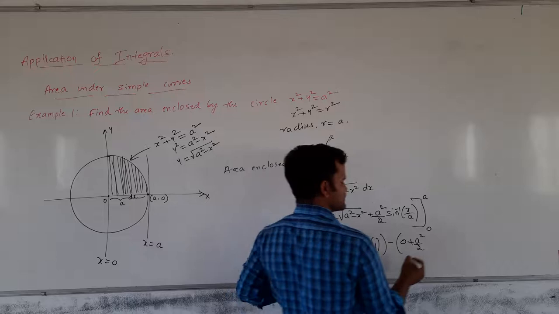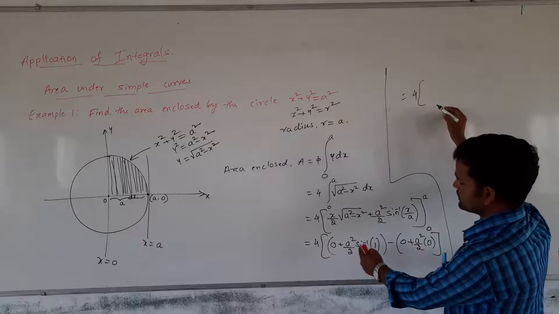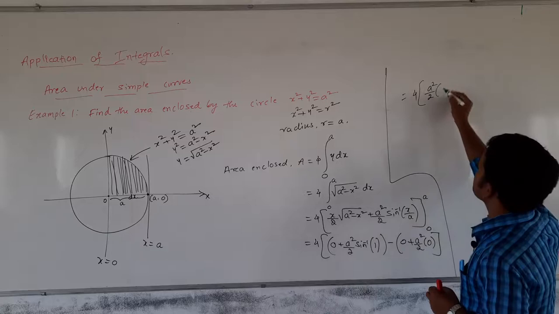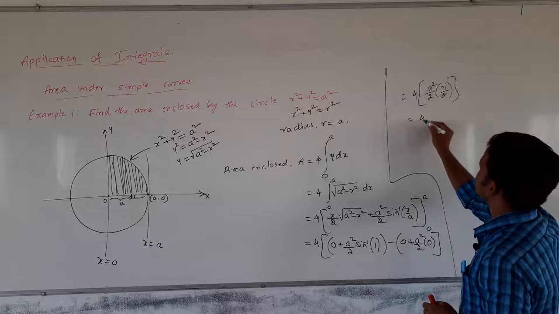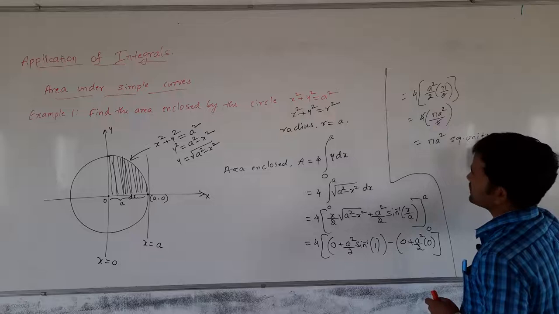Yes, we have here 4 times 0 plus a square by 2 into sine inverse of 1. Sine of which angle gives us 1? 90 degree. So sine inverse of 1 is 90 degree, that is pi by 2, minus of this all becomes 0. This is 4 into pi a square by 2 into 2, 4. So 4 get cancelled, pi into a square, square units is the area bounded by the circle.